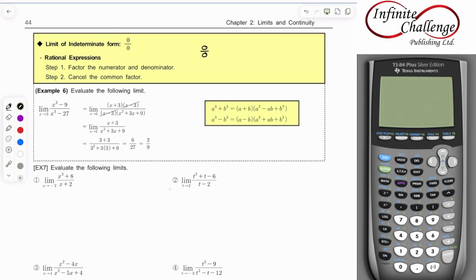Keep in mind, though, that although it says 0 over 0, we're working with limits. So this pretty much means something very close to 0, so 0.0000000000001 over another small value.